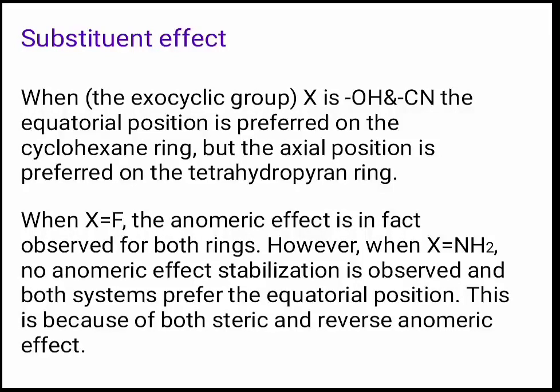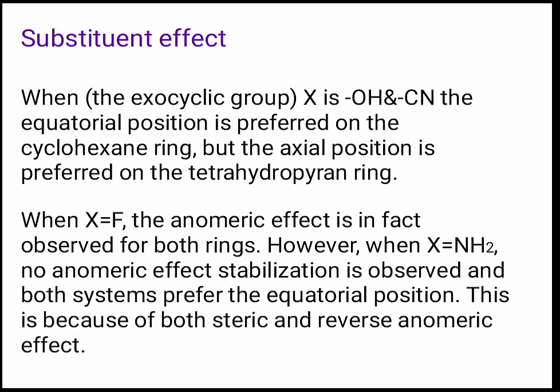Now come to some effects. The first one is the substituent effect. When X, where X is the exocyclic group, is OH or CN, the equatorial position is preferred on the cyclohexane ring, but the axial position is preferred on the tetrahydropyran ring.